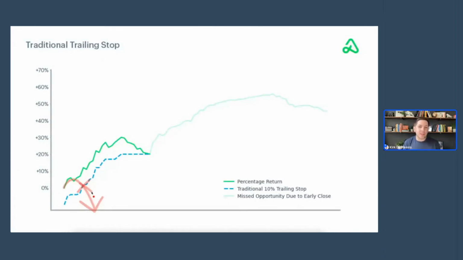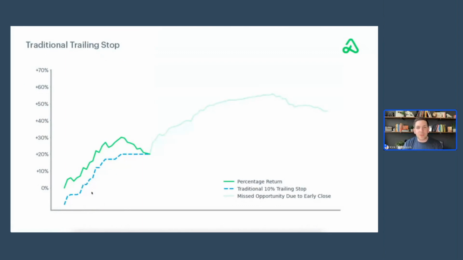Now, this is not all trailing stops, but that's the concept around it: you don't really give the position the opportunity to mature, to really develop further into its cycle, right? And I always tell people, look, if you can't handle a 10% or 5% wiggle room in the position, maybe it's not the right position. Maybe you should be looking at something else, right? So that's how a traditional trailing stop works.